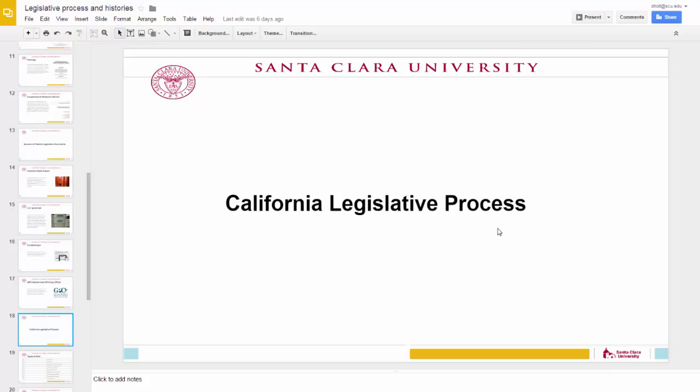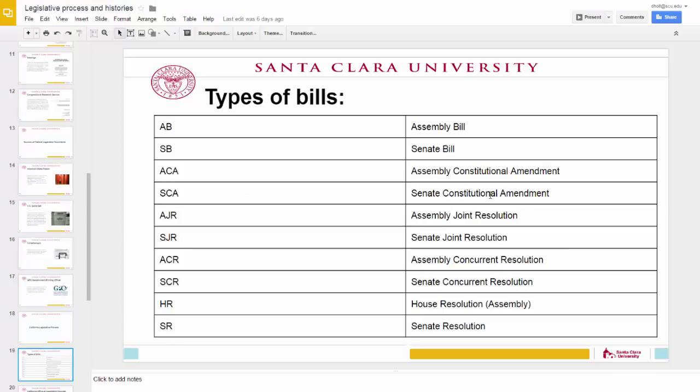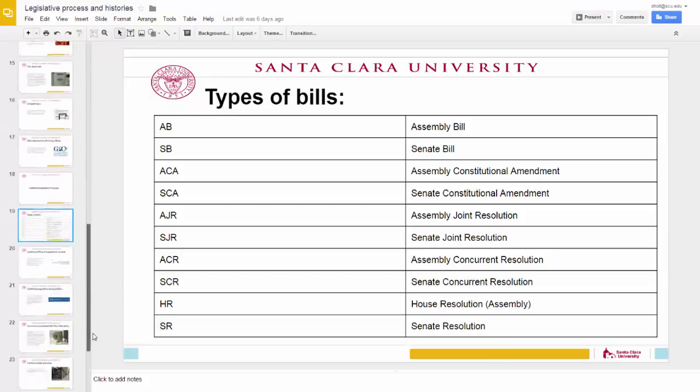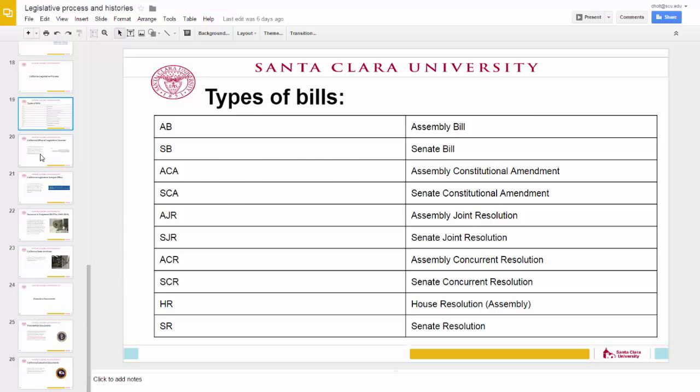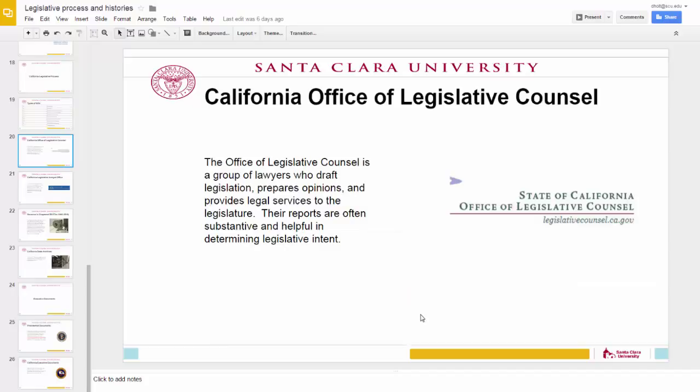Okay, let's move into our California legislative process here in California. There's an array of types of bills that can be created in either chamber of the state legislature, much the same as it is for the federal legislature. A few differences here, though. The California Office of Legislative Counsel is a major source for legislative materials. Think of it as a group of lawyers who serve the members of our state legislature. They prepare draft legislation, opinions, and legal services to the legislature. Many of the documents that are produced by this office may end up in the legislative record for a particular bill.